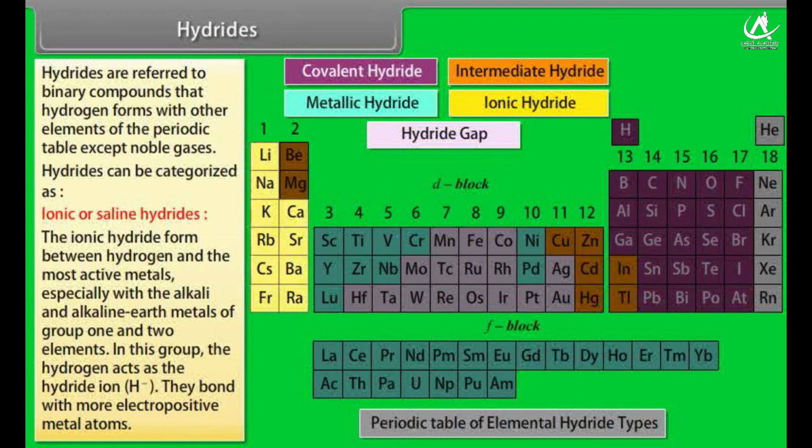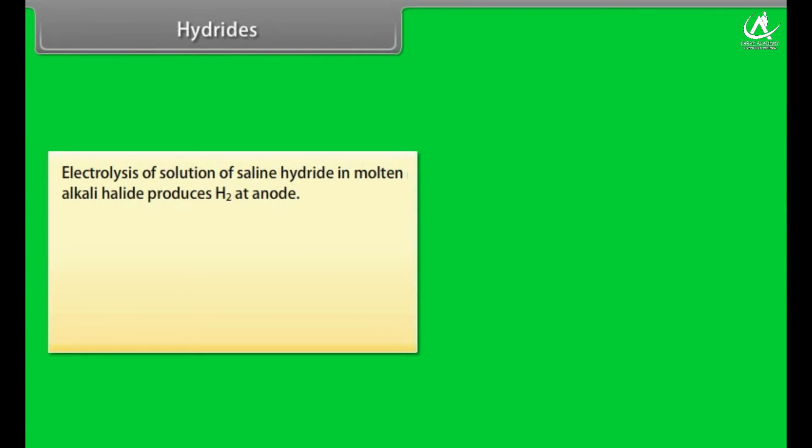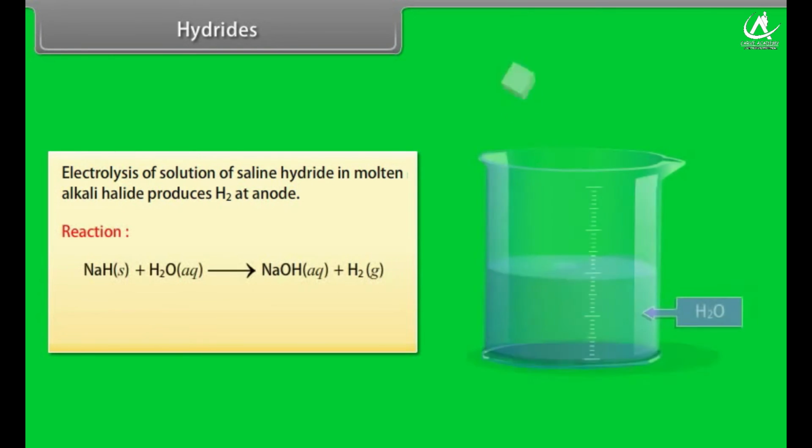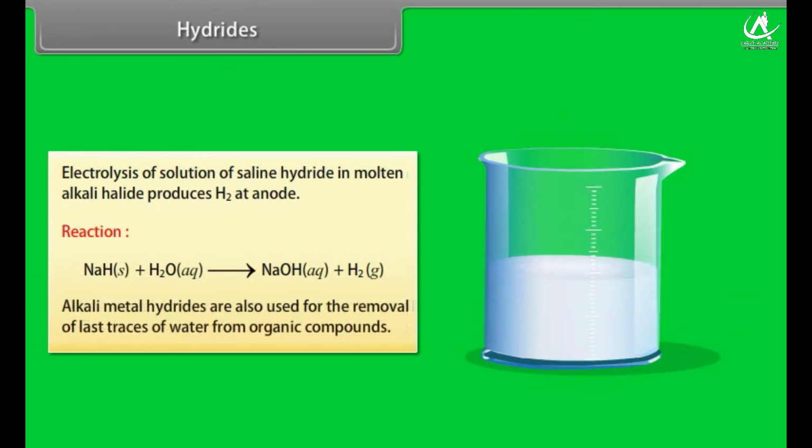In this group, the hydrogen acts as the hydride ion. They bond with more electropositive metal atoms. Electrolysis of a solution of saline hydride in molten alkali halide produces H2 at the anode. The reaction is given as follows. Alkali metal hydrides are also used for the removal of last traces of water from organic compounds.